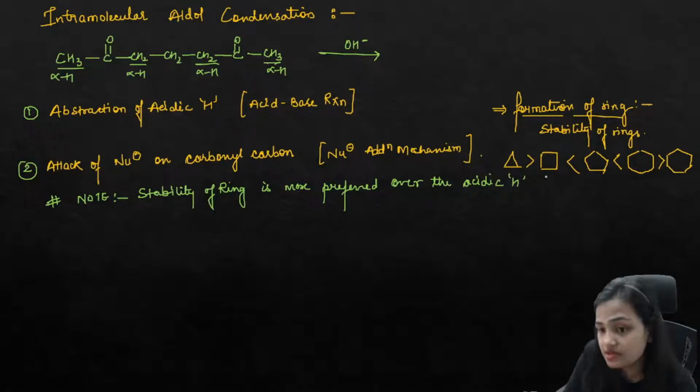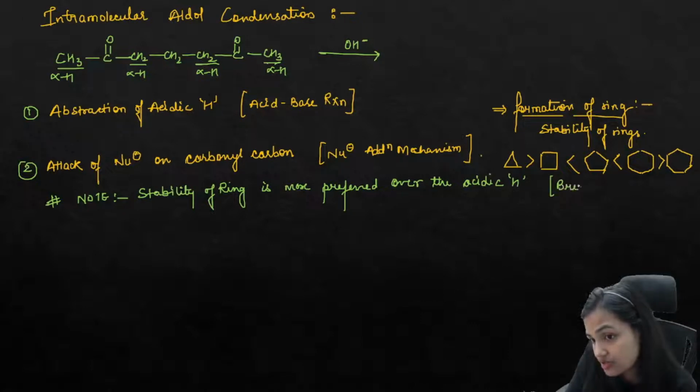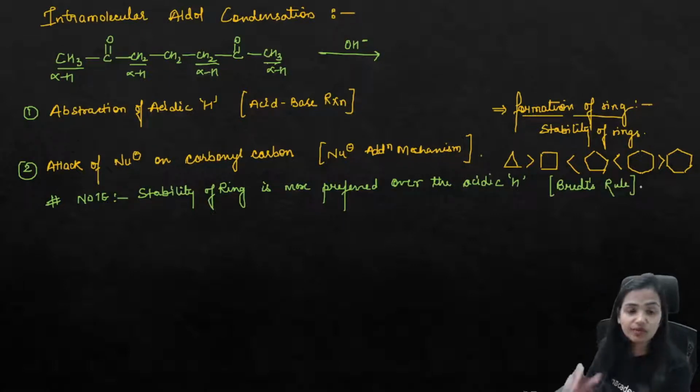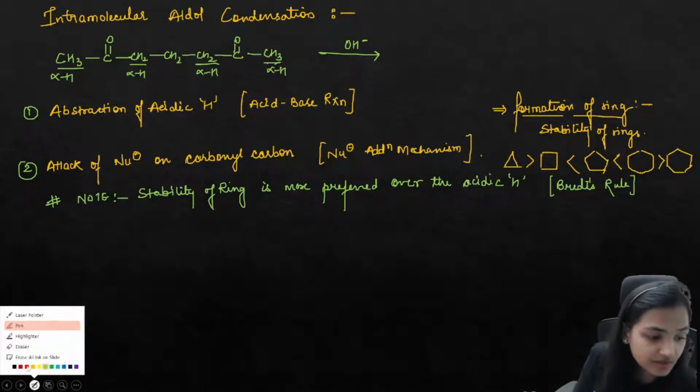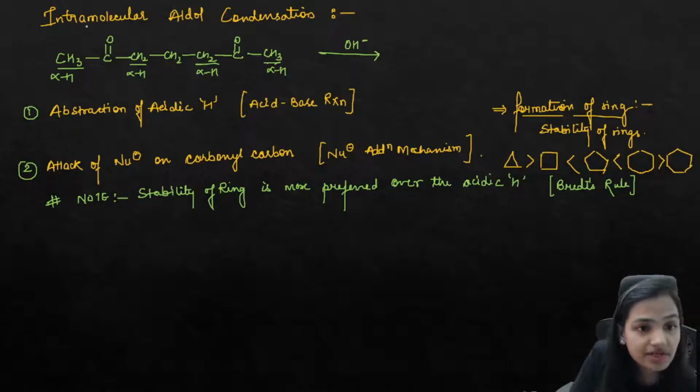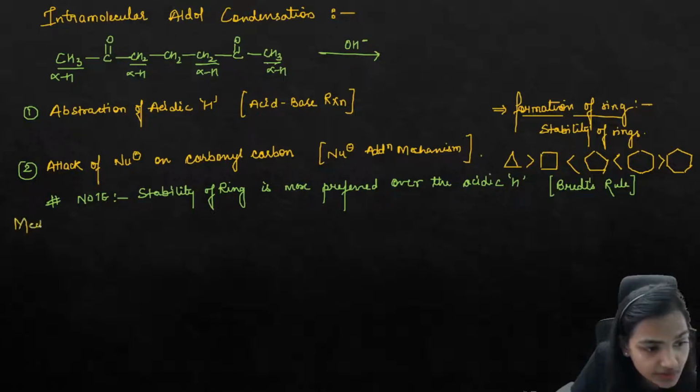ठीक है, this is Brett's rule कि whenever there is a formation of a ring, then the stability of ring is more preferred. ठीक है, so when you will be focusing over all such points, then you will figure it out कि when we have this as a molecule, let us do the mechanism, because without mechanism we will not be able to do anything.